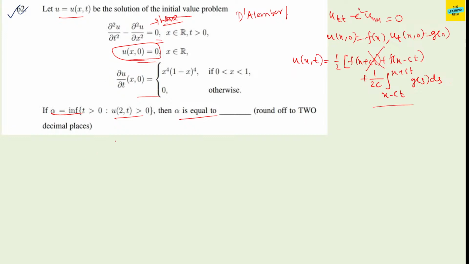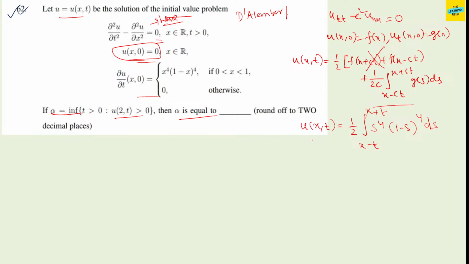Fine. So what is the solution? u(x,t) equals, with c equal to 1, 1/2 times the integral from x-t to x+t of g(s) ds, where the g value is s to the power 4 times (1-s) to the power 4, ds. This is the case.